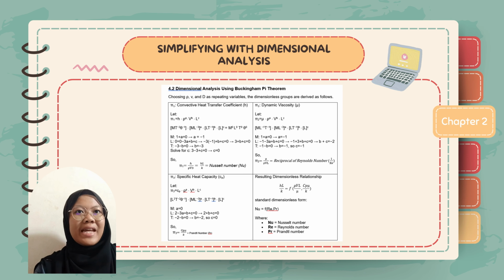Analysis. To simplify the analysis, we apply the Buckingham Pi theorem. We start with 7 variables involving 4 fundamental dimensions: mass, length, time, and temperature. This means we can reduce the system to 3 dimensionless groups. This includes the Reynolds number, which tells us about the flow regime, the Prandtl number, which compares thermal and momentum diffusivity, and the Nusselt number, which represents the efficiency of convective heat transfer. These groups make it easier to analyze, compare, and design thermal systems without solving complex equations every time.